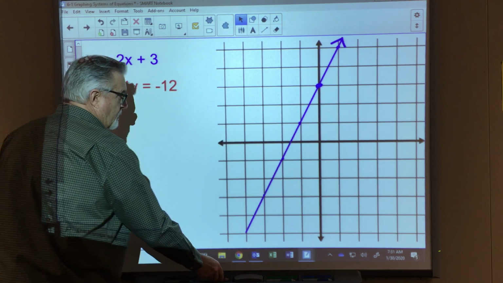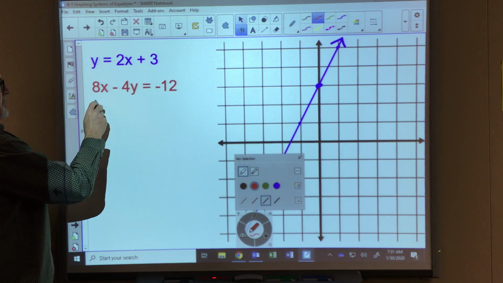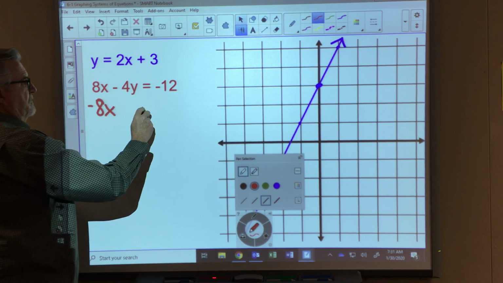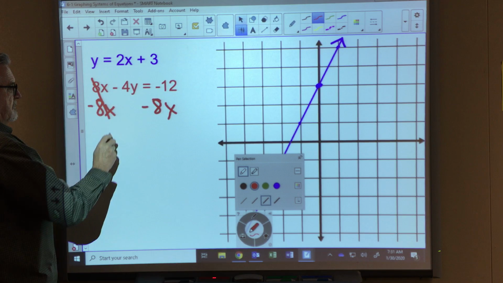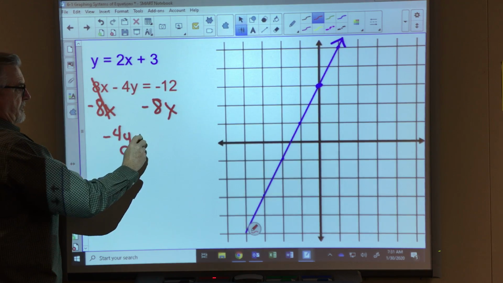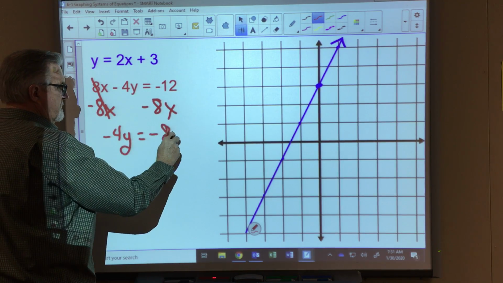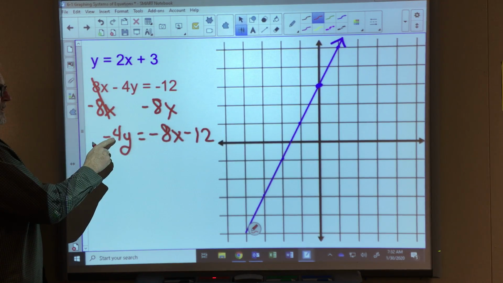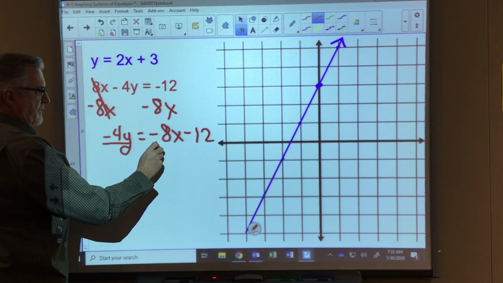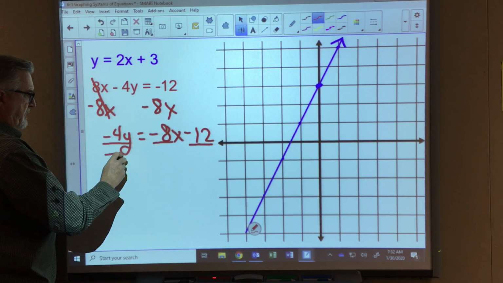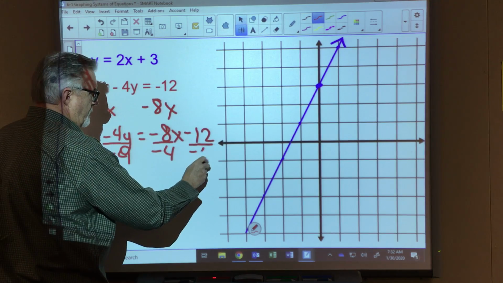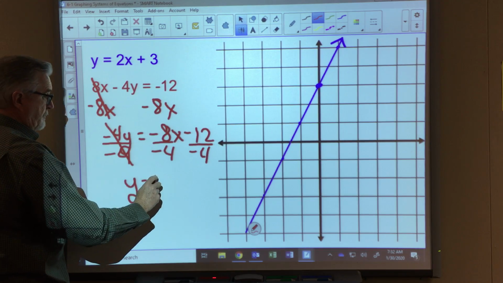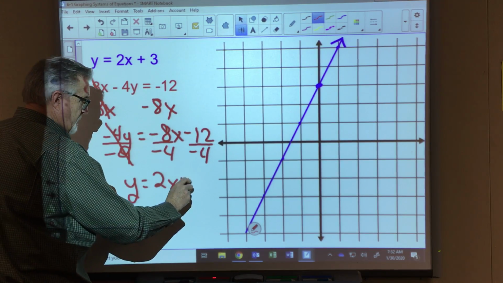It needs some work, like the other one did on the last problem. So we're going to need to subtract 8x from both sides. That's going to leave us with -4y is equal to -8x minus 12. Since we're multiplying y by -4, we need to do the inverse of that and divide everything by -4. When I divide it by -4, I end up with y is equal to 2x plus 3.